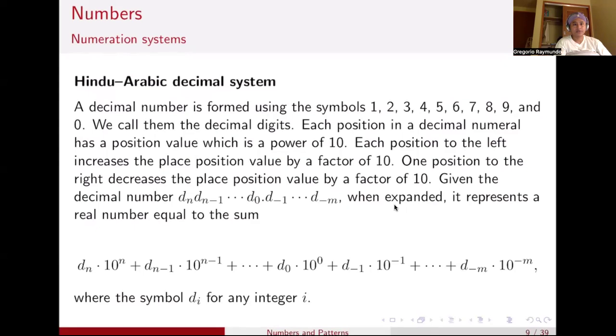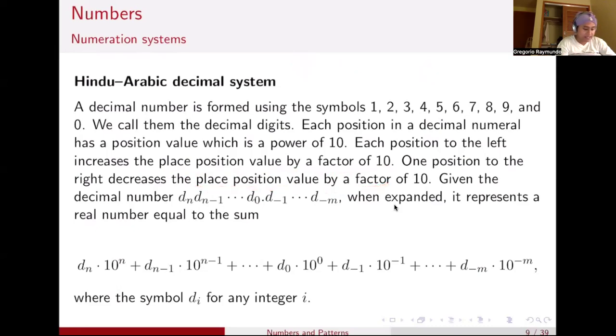One position to the right decreases the place position value by a factor of 10. So as you go to the left, the place position value increases by a factor of 10. One position to the right decreases the place position value by a factor of 10. So pag pupunta ka sa right, lumiliit by a value of 10. Pag pupunta ka sa left, lumalaki by a value of 10.